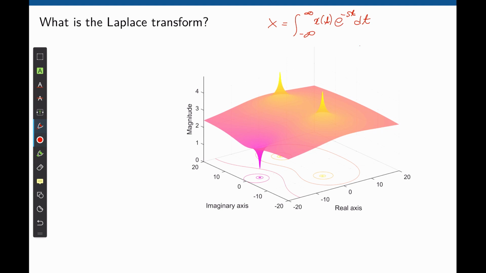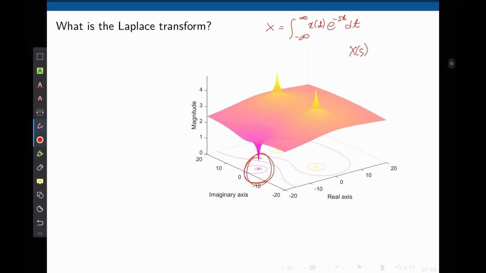Now let's create another function, this time in the frequency domain, as a function of S that will display the same behavior. We want a function that when S approaches these 2 points, the function tends to infinity. And when S tends to this point, the function tends to 0. And let's call that function x of S.